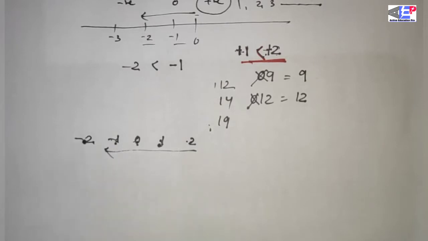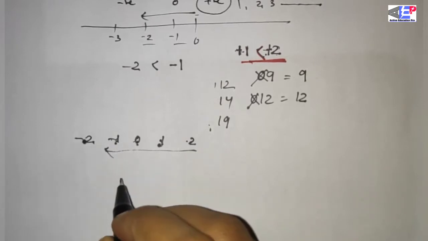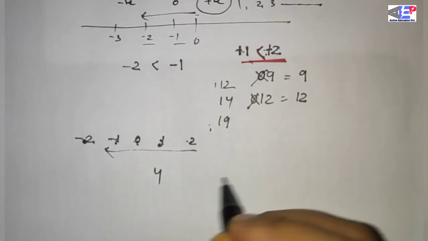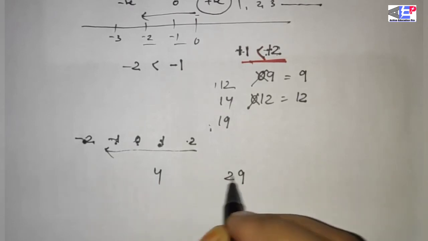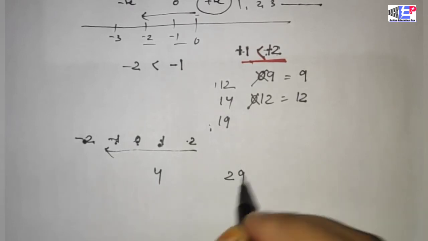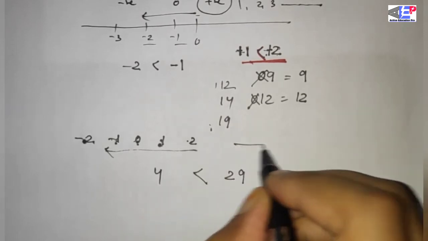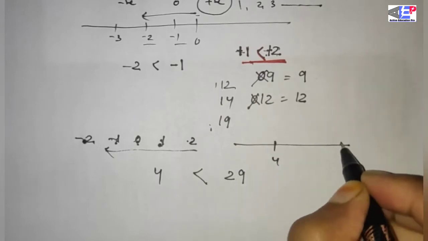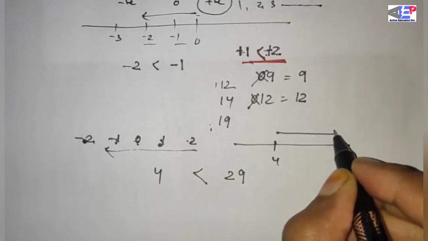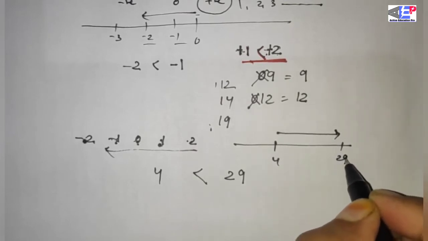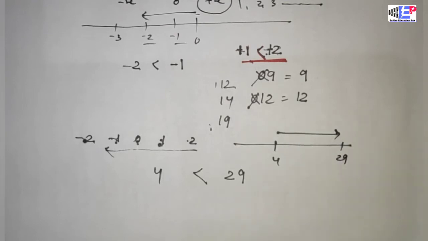You get it? Then comparison of integers. If you compare a positive integer with a positive integer, suppose this is 4 and this is 29, you know the numerical value 29 is greater than 4, because on a number line, if you want to move from 4 to 29, then you have to move left to right. So that's why the number 29 has more value than the number 4. So that's why 29 is greater than 4.